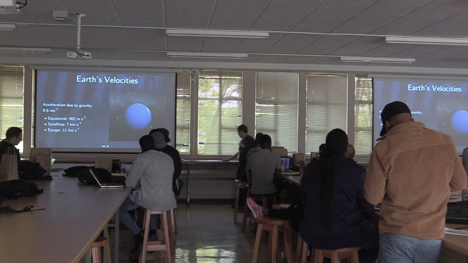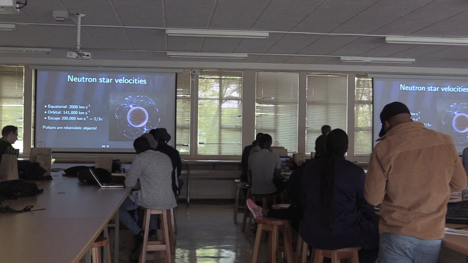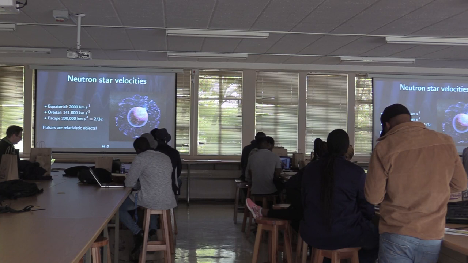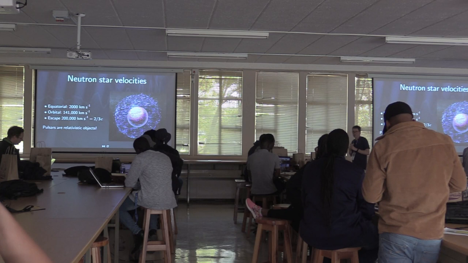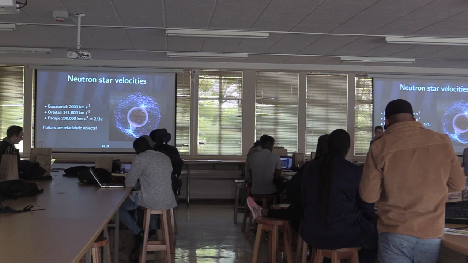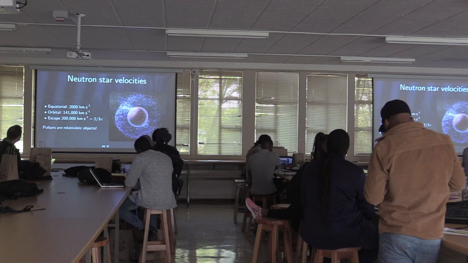If you look at the same numbers for a neutron star, they spin at around 2,000 kilometers per second. To stay in orbit, you'd have to be going 141,000 kilometers per second. That's about half the speed of light. And to escape, you need to be going 2/3 of the speed of light. These numbers are actually a bit wrong because I haven't done the Lorentz factors that relativity applies. But it just shows you that these are very relativistic objects, and because of that, they're kind of interesting to study.